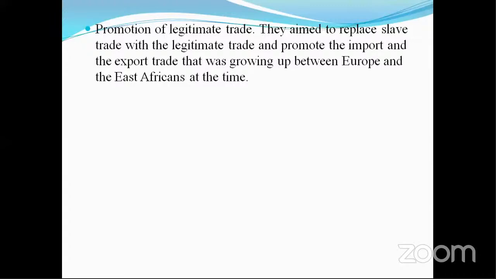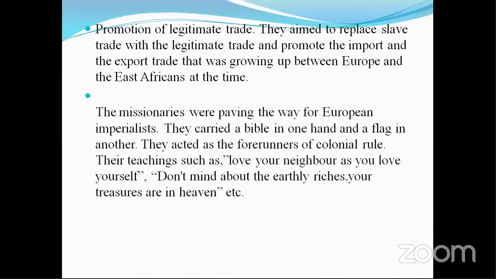The question is, if you talk about legitimate trade, then it means there was some trade that was illegitimate. And the trade that was illegitimate was the slave trade. So they wanted to stop this illegitimate trade, and then they introduced the legitimate trade. The legitimate trade is the right trade, meaning that slave trade was not right. So they had to stop slave trade and replace it with legitimate trade, carrying out the import and export business in East Africa. This is another point. I believe that one is clear.